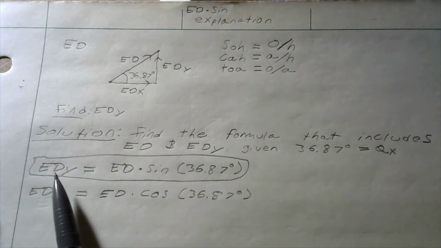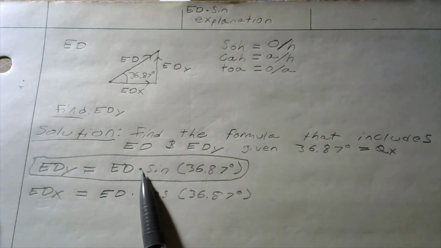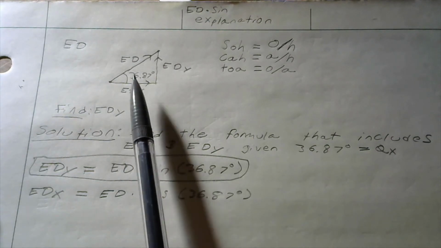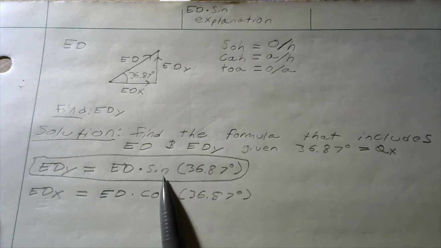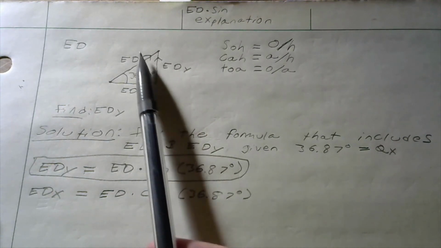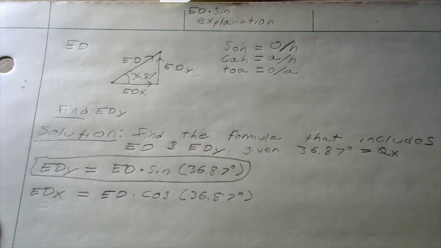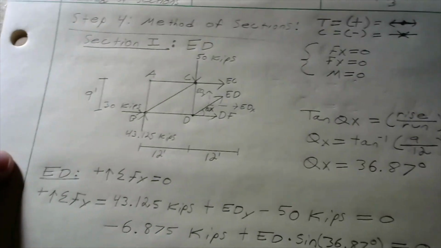So this is what it's going to look like. EDy is equal to ED times the sine of your angle. Okay? And again, you use sine because it includes the opposite and the hypotenuse. That's why. And that will complete method of sections.